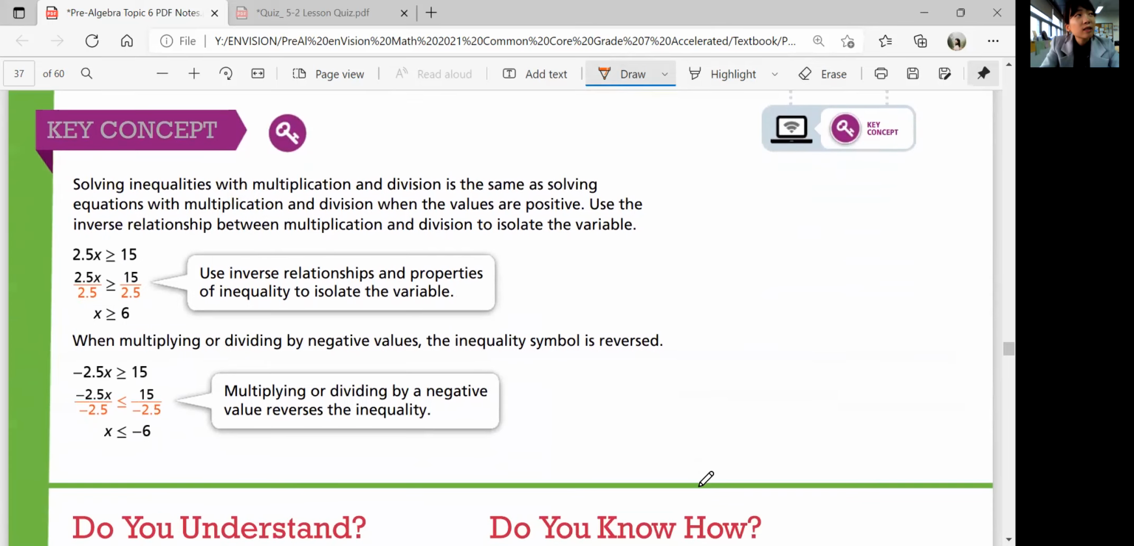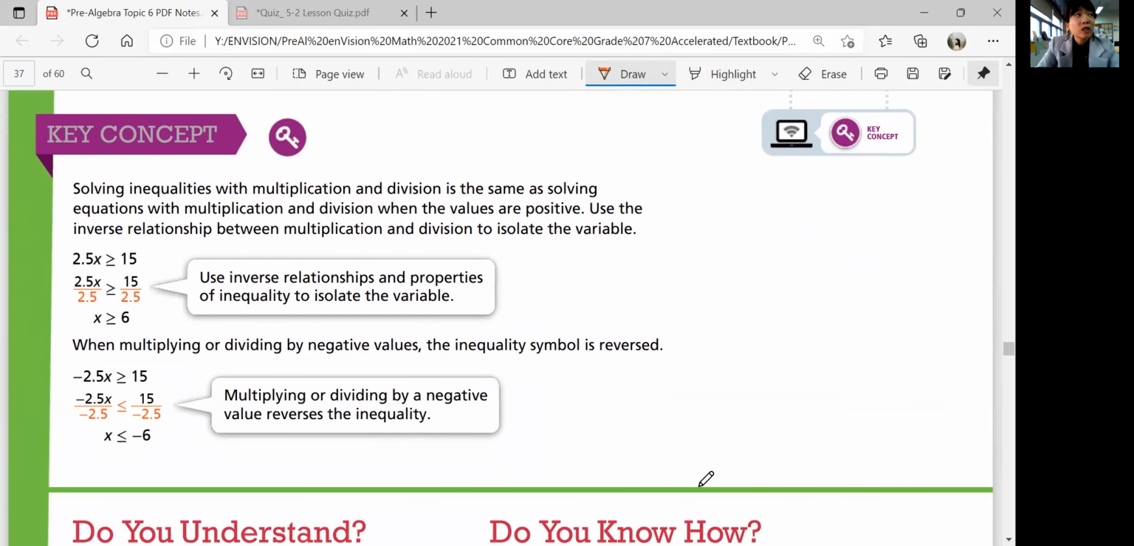All right, guys. Let's summarize our lesson. So solving inequalities with multiplication and division is still the same for the most part as solving equations with multiplication and division when the values are positive. But if your values are not positive, when you're multiplying or dividing by negative numbers, you are going to flip the inequality sign. Do not forget to flip the inequality sign. Okay, that was lesson 6-5, solving inequalities using multiplication or division.